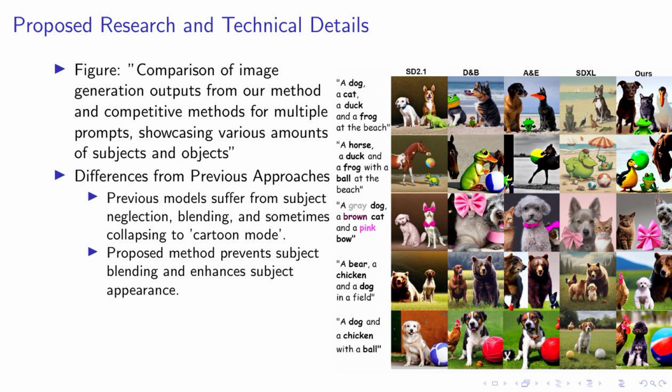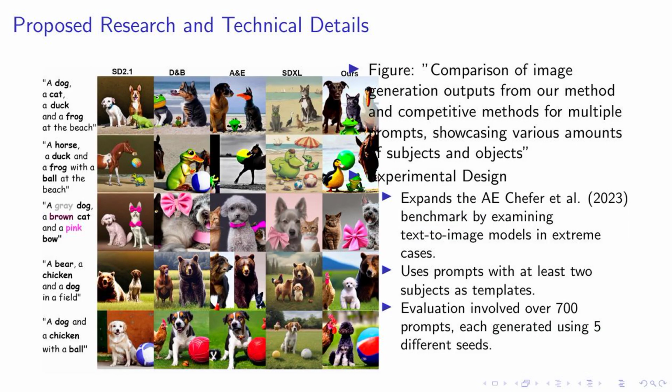On this slide, we have a figure that compares the image generation outputs from our method and several competitive methods for multiple prompts. These prompts are designed to showcase various amounts of subjects and objects. Our experimental design expands on previous benchmarks by examining text-to-image models in more extreme cases. We've used prompts with at least 2 subjects as templates to push the boundaries of these models. To ensure a comprehensive evaluation, we've used over 700 prompts, each generated using 5 different seeds. This rigorous approach allows us to thoroughly test the capabilities of our method and compare it effectively with other models.